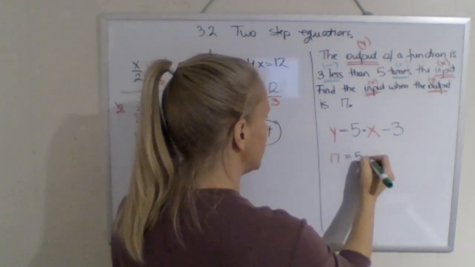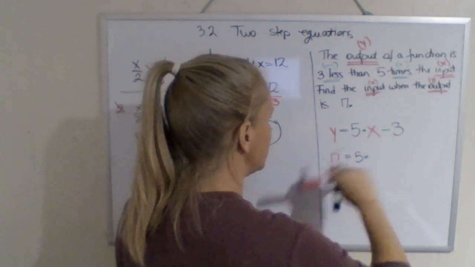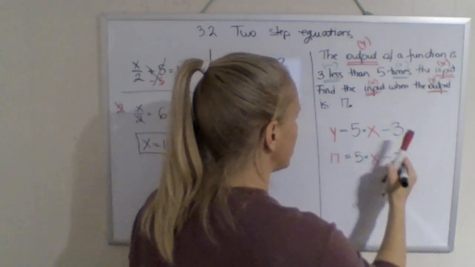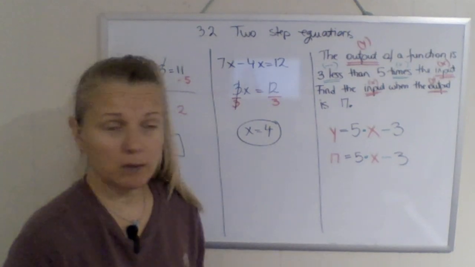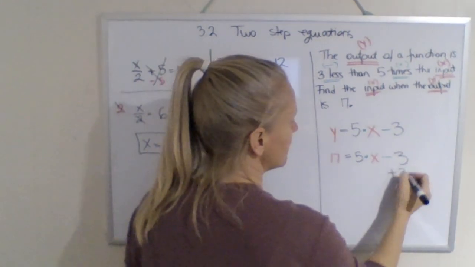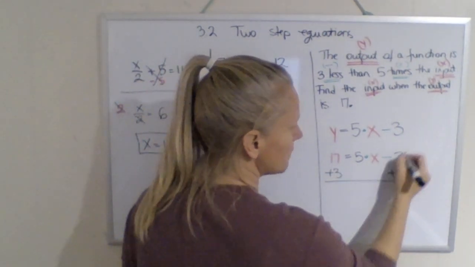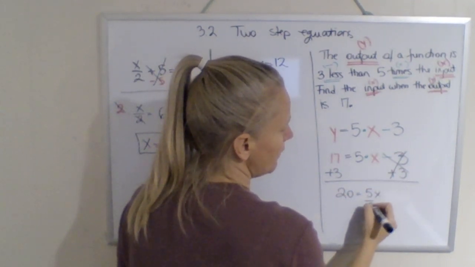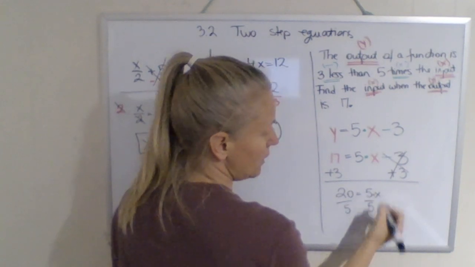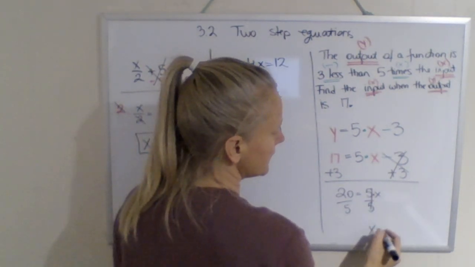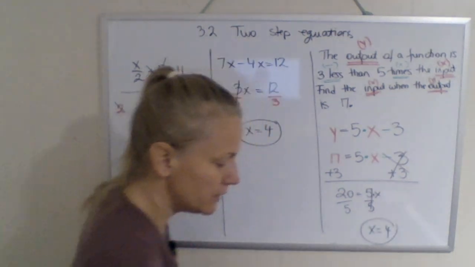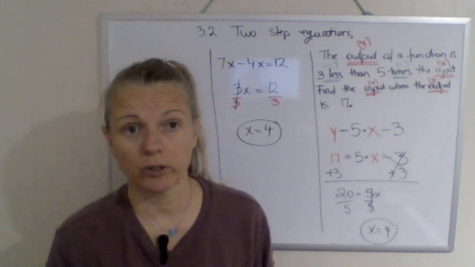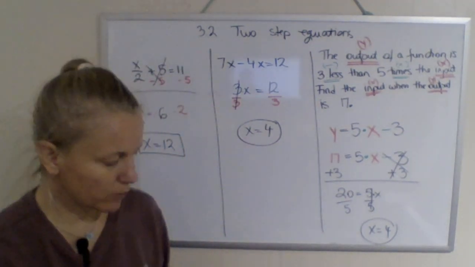minus 3. I'm sorry, I'm using a lot of colors here. I need red. Minus 3. Look at me. Well, it's just a regular problem now. I'm going to add the 3 on both sides to get rid of the 3. I have 20 equals 5x. Then I need to divide the 5 out to do the opposite of the multiplication. X equals 4. And we found the input when the output is 17. X equals 4. These are the types of problems we worked in 3.2.